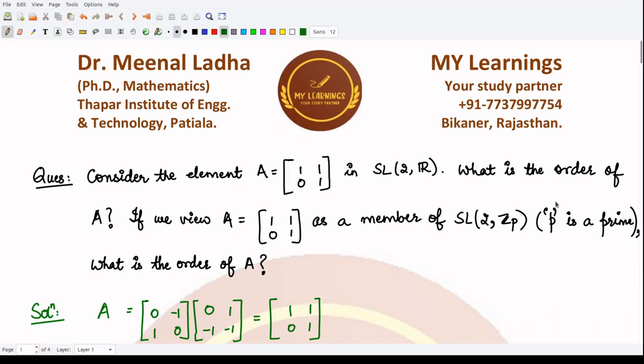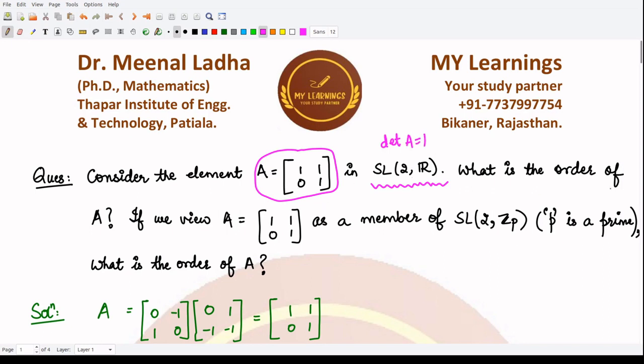In this video, we'll be solving a question which states that we have to consider this element A, which is a 2 cross 2 matrix taken from the special linear group consisting of all 2 cross 2 matrices having entries from the set of real numbers, right? So it contains all the matrices having the determinant equal to 1. So obviously the determinant of A is also equal to 1.